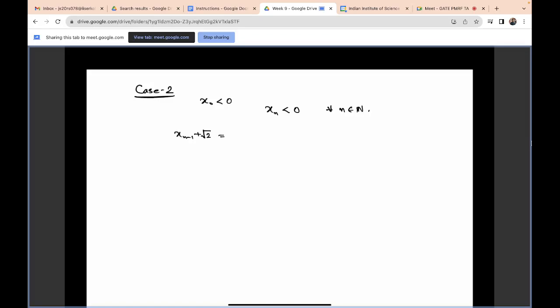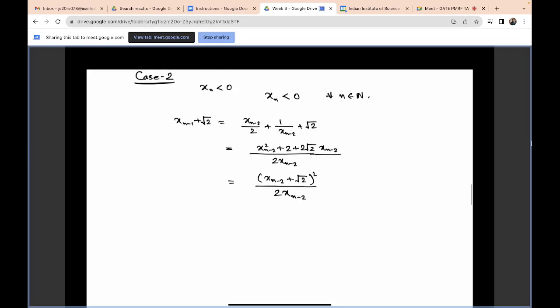Let's write down the definition. What is xn? It is xn minus 2 by 2 plus 1 by xn minus 2, plus root 2. Now simplify this. We get xn minus 2 square plus 2 plus 2 root 2 xn minus 2. The numerator is xn minus 2 plus root 2 square, over 2 into xn minus 2.